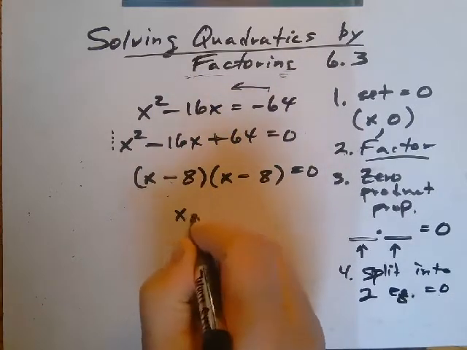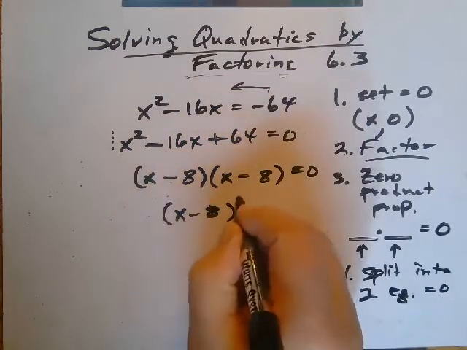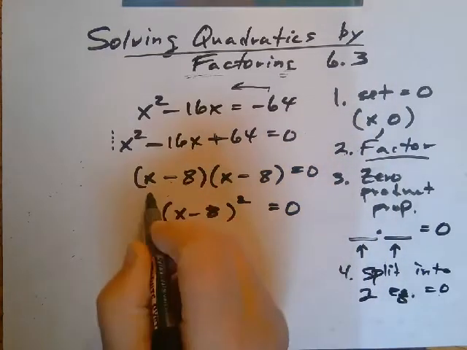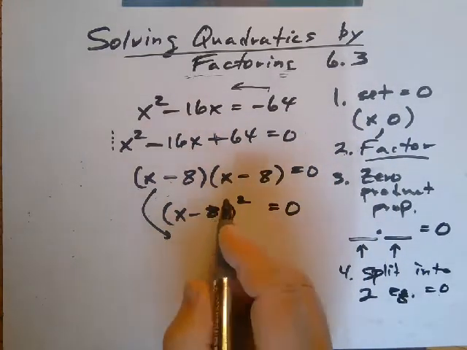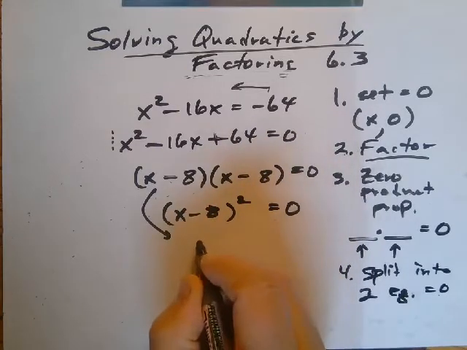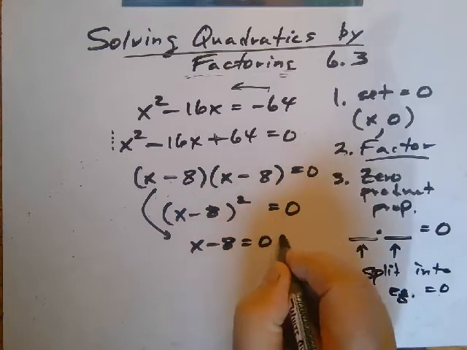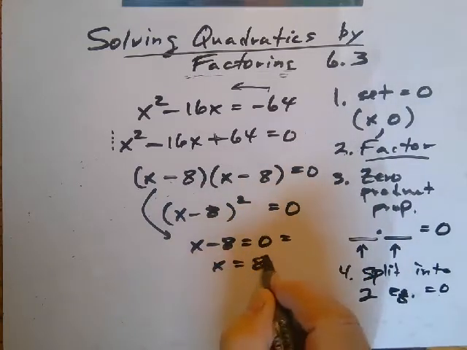Now, by the way, we can write this as x minus 8 squared. That's okay to write it that way. But we're going to solve one of these, and they're both the same, so I only really need to solve one of them. X minus 8 equals 0, or x equals 8.